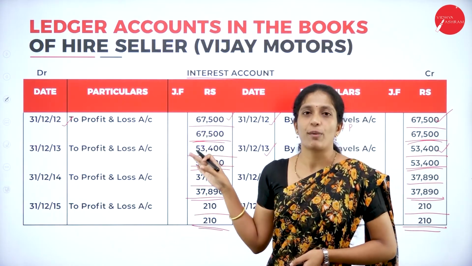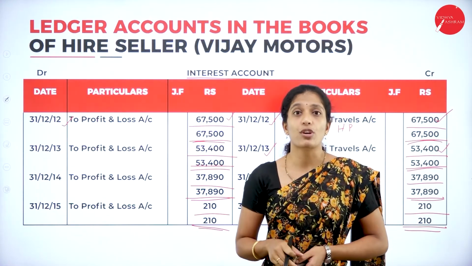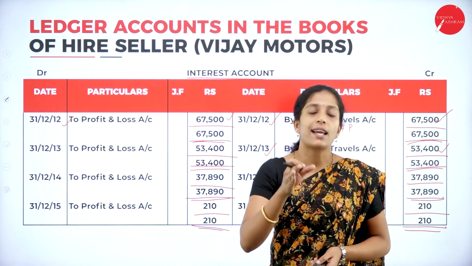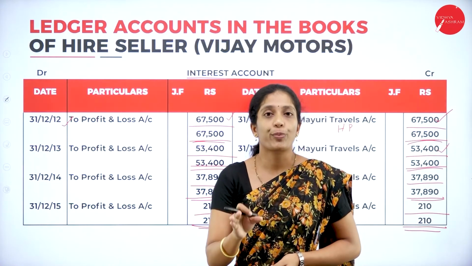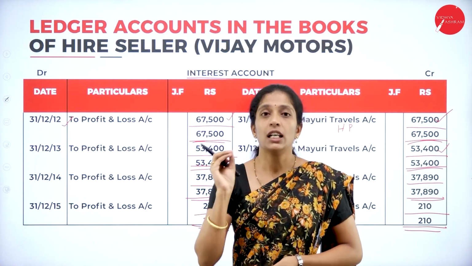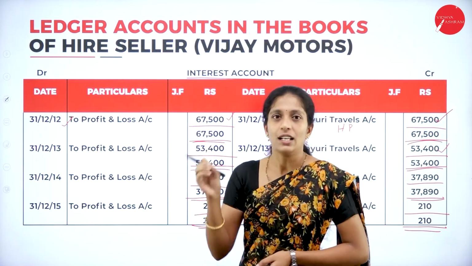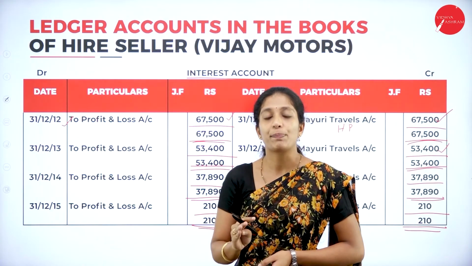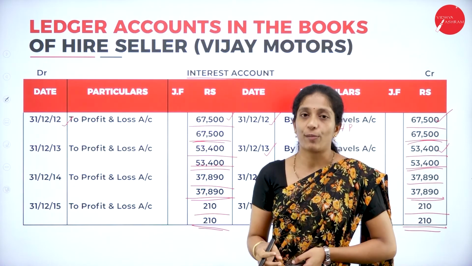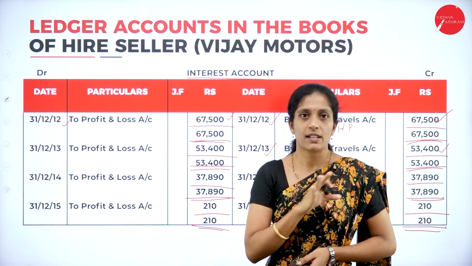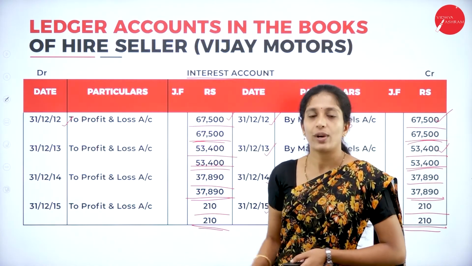So this is a simple problem where you can expect 10 marks, where you have to prepare ledger accounts in the books of hire seller. Whereas if they ask you to prepare ledger accounts in the books of hire purchaser, you might get it for 15 marks because it is quite lengthy. For hire seller, we have to prepare only 2 accounts: one is hire purchaser's account and the other is interest account. It is a very easy problem also, and always be careful with that table. If you know how to prepare that table, this posting will be very easy.